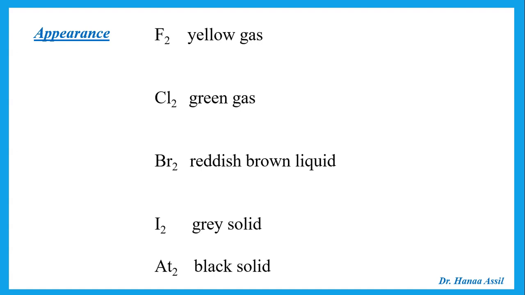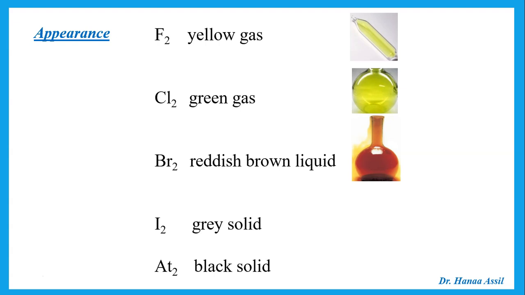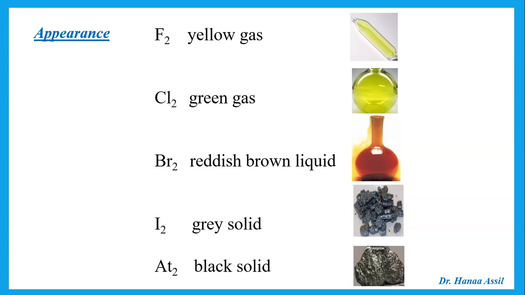You are required to know the appearance of each of the group 7 elements. So fluorine, you should realize that fluorine is a yellow gas, chlorine is a green gas, bromine is a reddish brown liquid, iodine is a gray solid, and astatine is a black solid. Notice that as we go down the group, the color gets darker, the state changes from gas, liquid, solid.